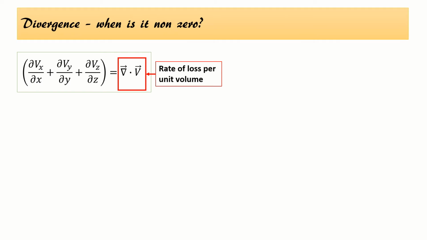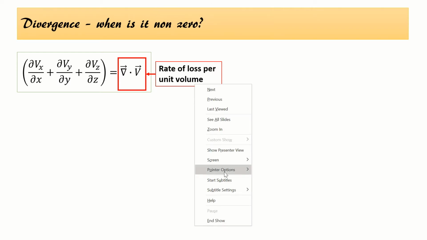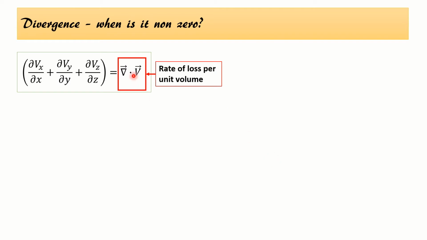So if you look back at the equation that we derived previously, we have this divergence of a field, which is given in here. In this case, my field is V, and the divergence of V is written like this, and we have said that this is the rate of loss per unit volume.